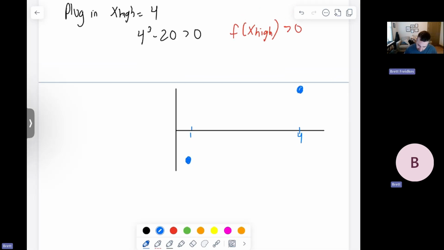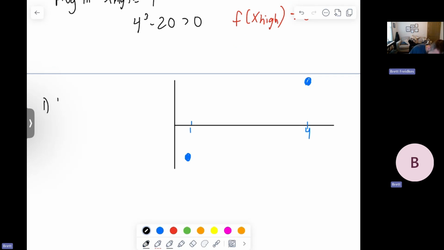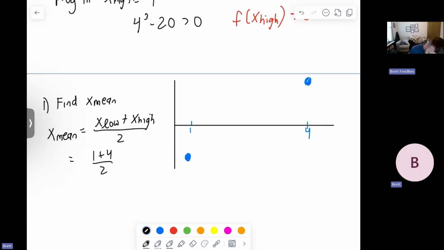So the first thing we're going to do is calculate our midpoint. So first find x mean. And the midpoint is just going to be the sum of the 2 points divided by 2. X low plus x high divided by 2. 1 plus 4 divided by 2. This ends up being 2.5. So that point is the one that I'm interested in. We now need to see what is the sign at 2.5 of the function, because depending on if it's positive or negative, it'll dictate what 2.5 becomes for our next iteration.